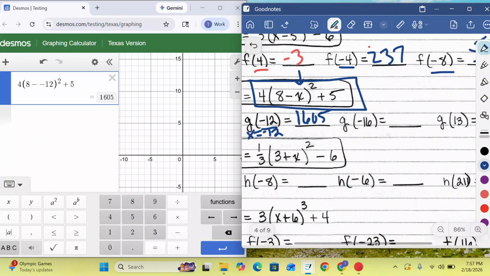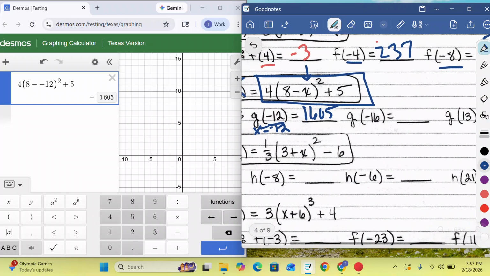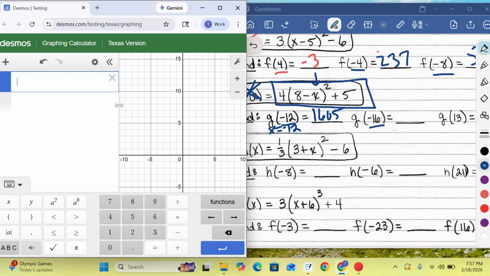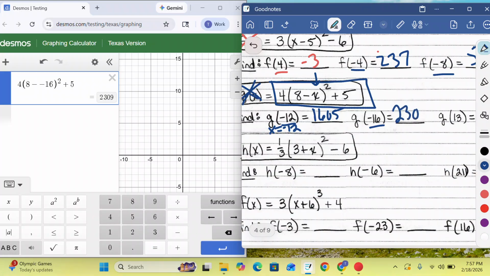Here, I'm going to evaluate g of -16. So I'm going to look at this, and I'm going to say, well, x is -16. So I'm going to input it: 4, open parentheses, 8 minus, what is x here? Minus -16, close parentheses, to the square, positive 5, and then I get my answer as 2309.